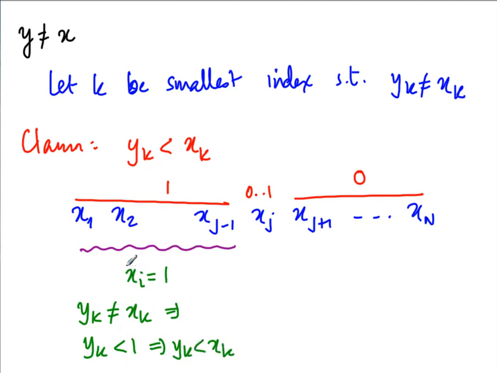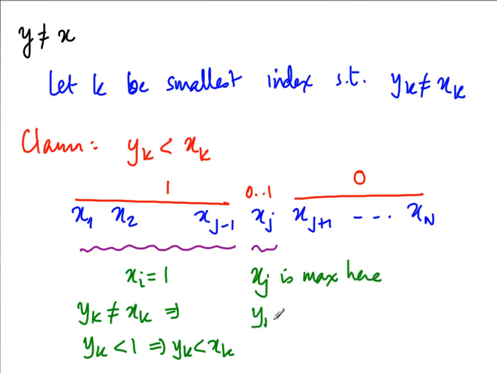So if k lies in the range 1 to j minus 1, we certainly have that yk is smaller than xk. Now suppose k is at j. We know that we cannot get more than xj without exceeding our knapsack capacity. The reason that the greedy solution put only xj is because it couldn't put any more. The knapsack became full. So xj is the maximum here.